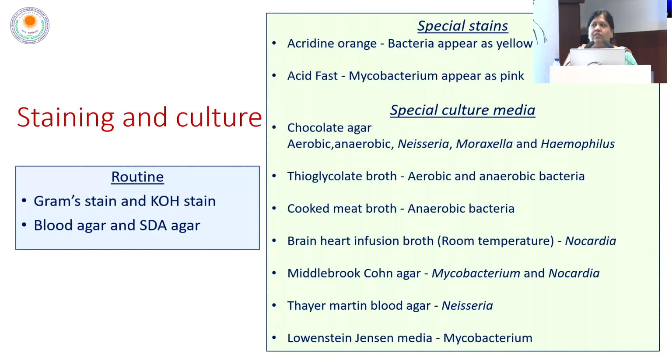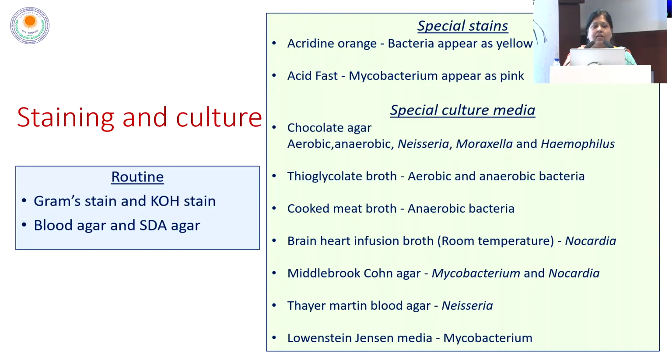So what is typically done? This is the very, very basic evaluation. So you routinely do a Gram and a KOH. So the Gram is a very good stain which identifies a host of bacteria. A good microbiologist may even be able to see fungal hyphae and Acanthamoeba. It can be picked up, though it is not the investigation of choice. The KOH will pick up any fungal hyphae or any Acanthamoeba.